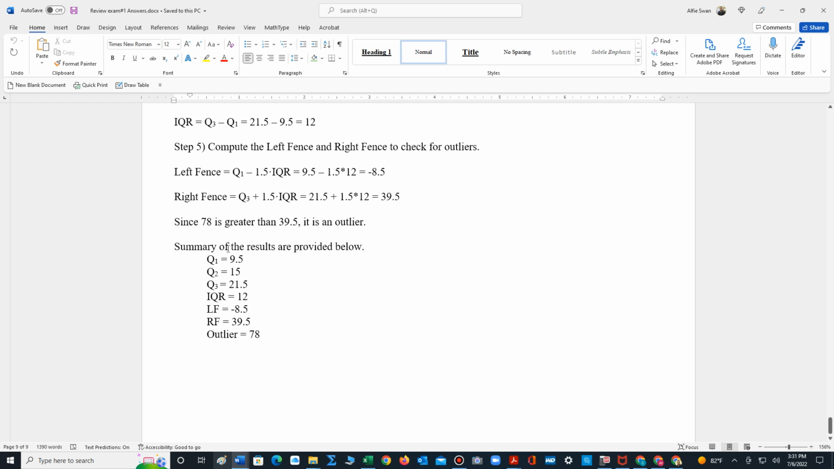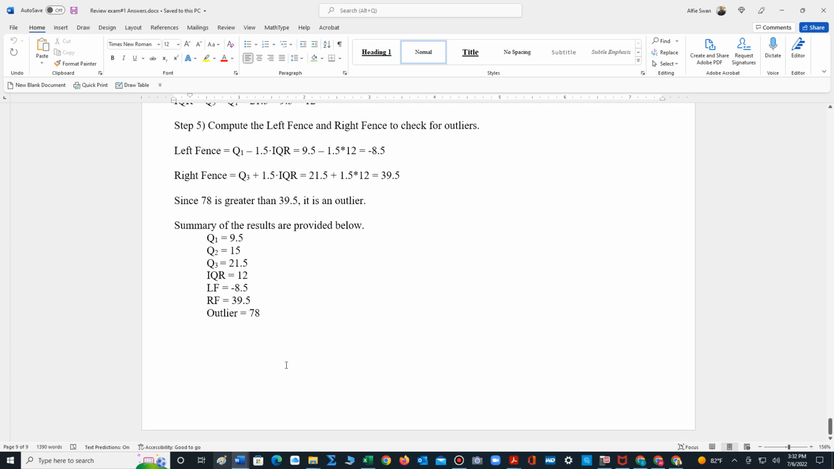Thus, 78 is an outlier. Just in summary, Q1 is 9.5, Q2 is 15, Q3 is 21.5, IQR is 12, left fence is negative 8.5, right fence is 39.5, and yes, there is an outlier, it is 78. And that's just a cursory view of the answers for review number 2.